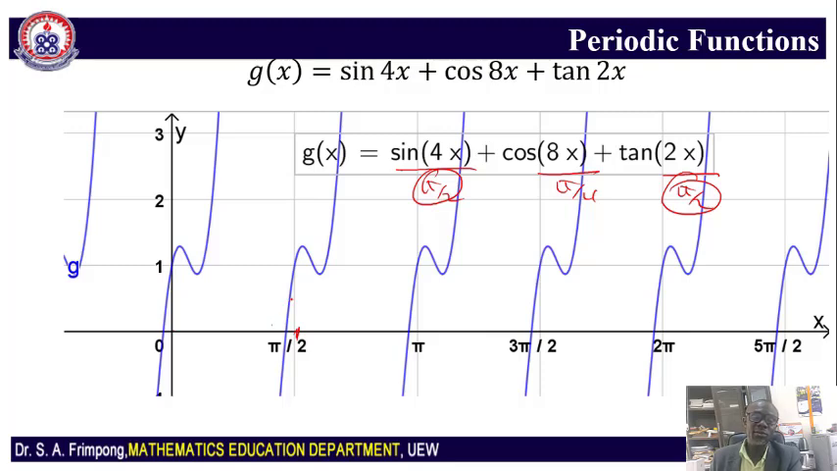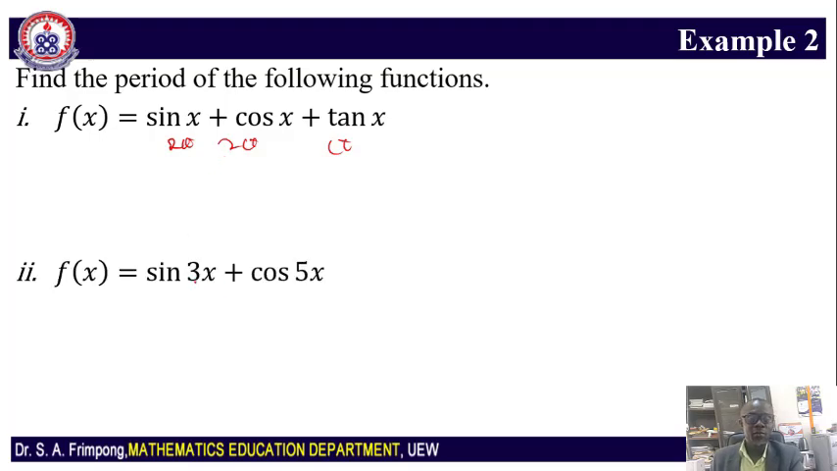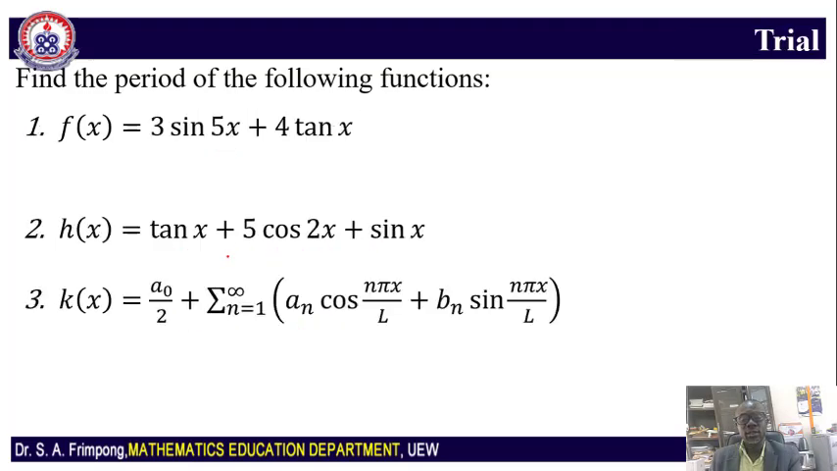That tells you that if you have sums of functions, the largest of the periods of the individual functions gives you the period of the function. So for example, if you have f of x equals to this, we have this one being 2 pi, this one being 2 pi, this one being pi. The period will be 2 pi. If you pick this, the period of this one is 2 pi over 3. The period of this one is 2 pi over 5. And then the biggest among them is this. So that will be the period of the function. These are some few trials for you. You can try your hands on them.